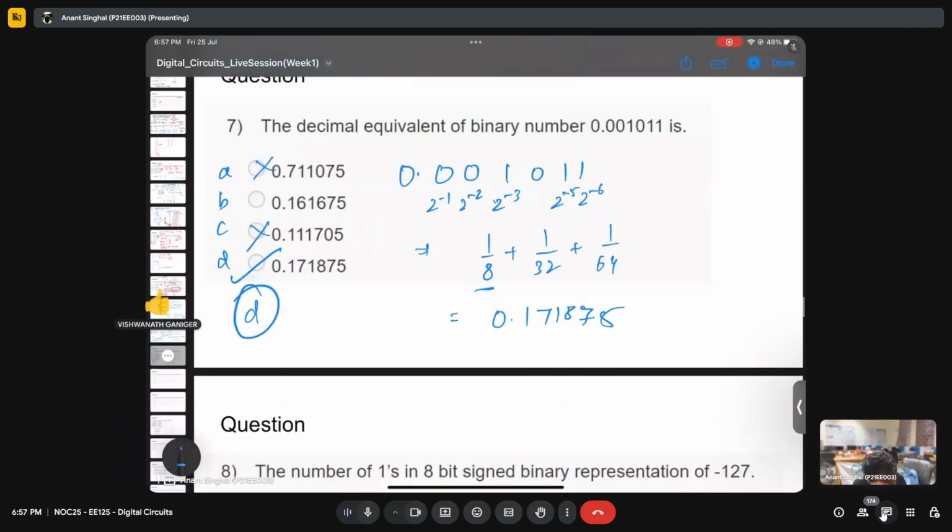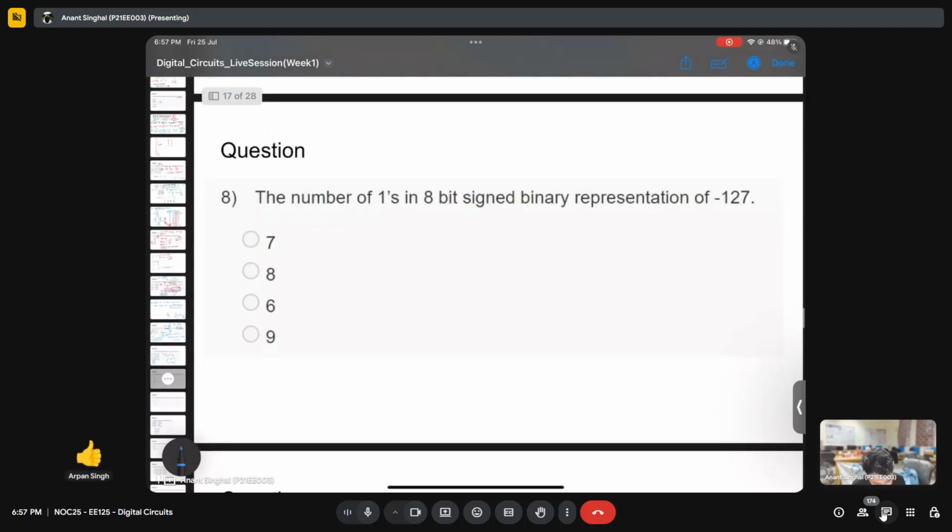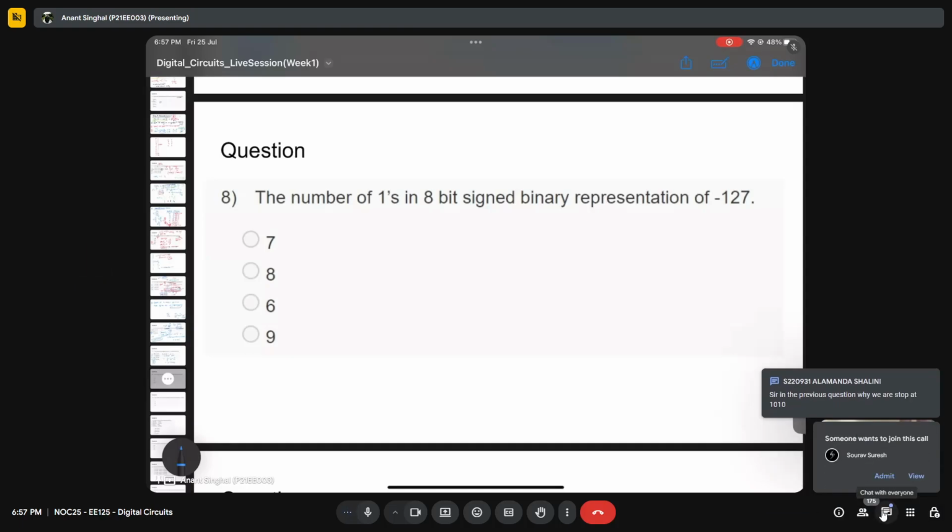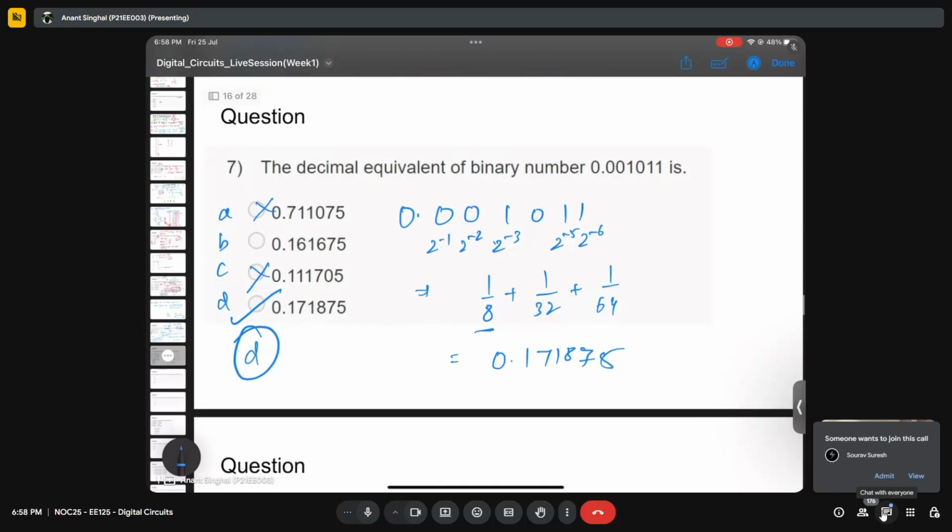Okay, so let's move ahead then. Now the problem is: the number of ones in the 8-bit signed binary representation of -127 would be. Sir, in the previous question, why did we stop at 1010? Okay, where is 1010? I don't understand.